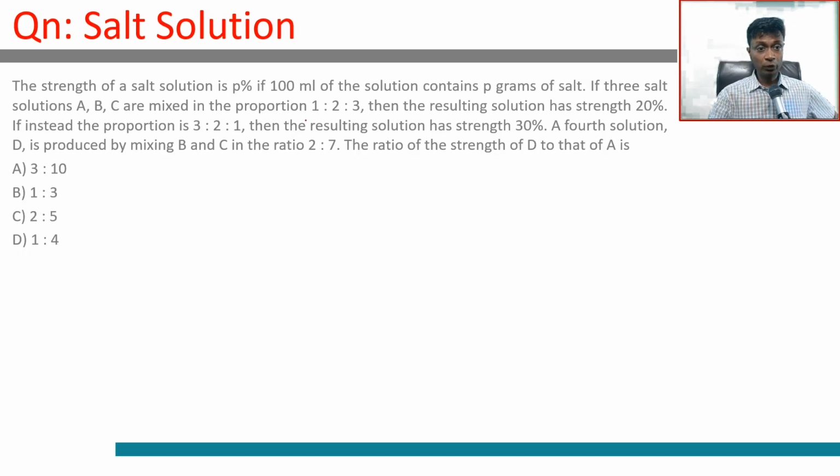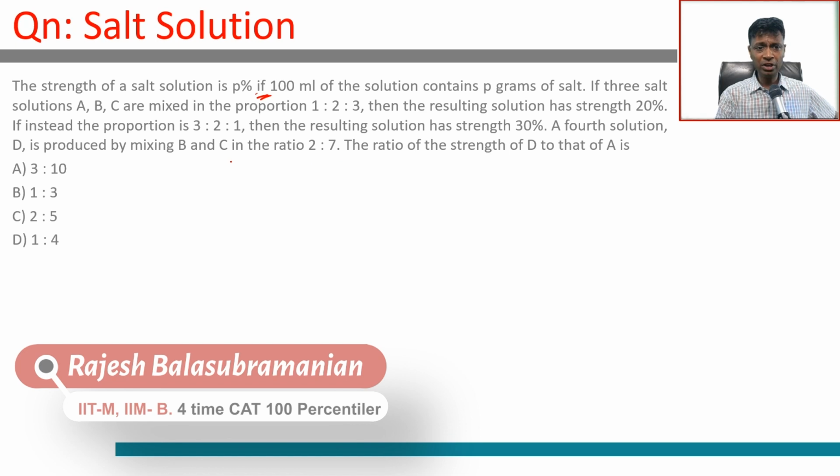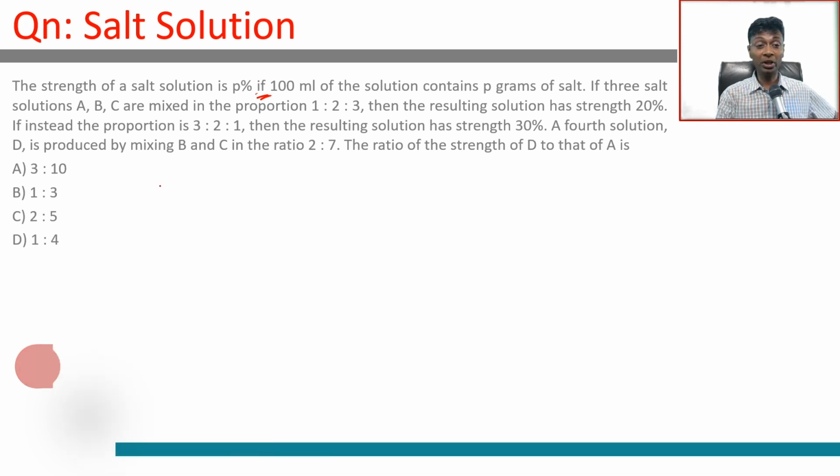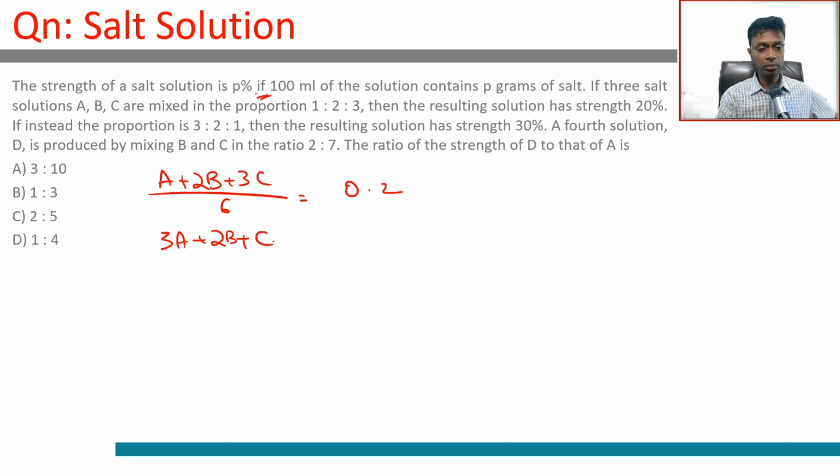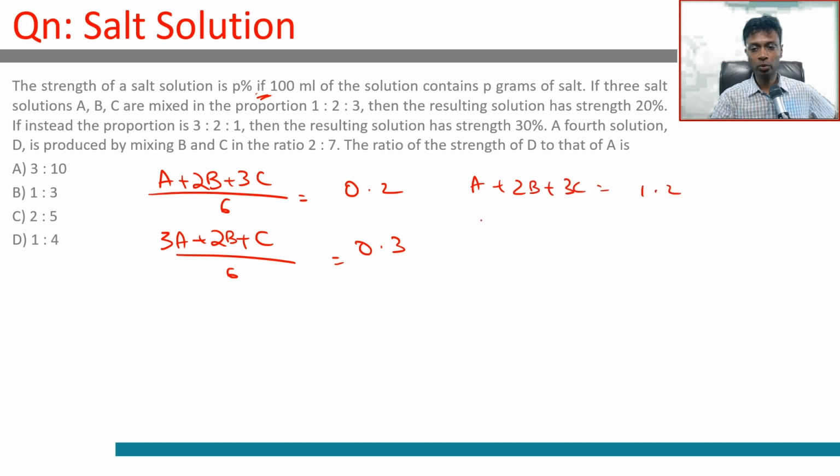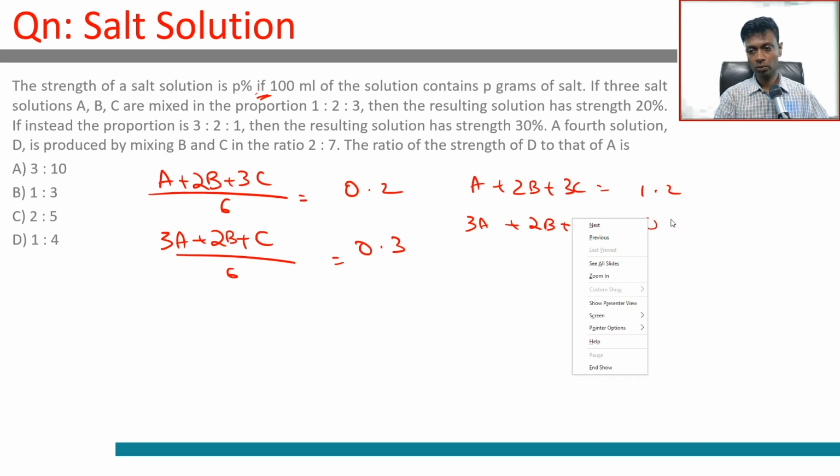The strength of a salt solution is p% if 100 ml of the solution contains p grams of salt. 3 salt solutions A, B and C are mixed in the proportion 1:2:3. Then the resulting solution has strength 20%. If instead the proportion is 3:2:1, the resulting solution has strength 30%. So (A plus 2B plus 3C) by 6 is 0.2. (3A plus 2B plus C) by 6 is equal to 0.3. Right. Or A plus 2B plus 3C is 1.2. 3A plus 2B plus C is equal to 1.8.